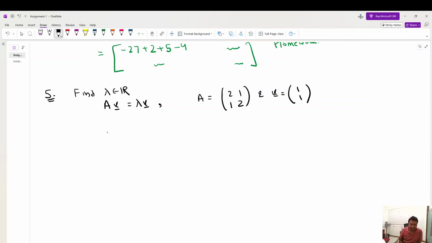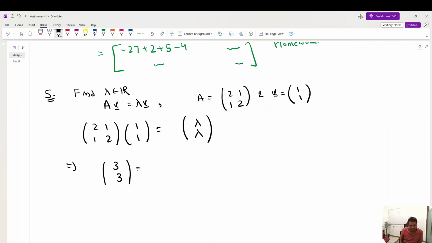So again, what we will do is solve both sides and compare them. So 2, 1, 1, 2, 1, 1, and this is lambda, lambda, right? I have directly multiplied it. So this is 2 into 1, which is 2, plus 1 into 1, right? So 3. And this is also 3. Oh, wow. See? So easy. So this will imply lambda is equal to 3.